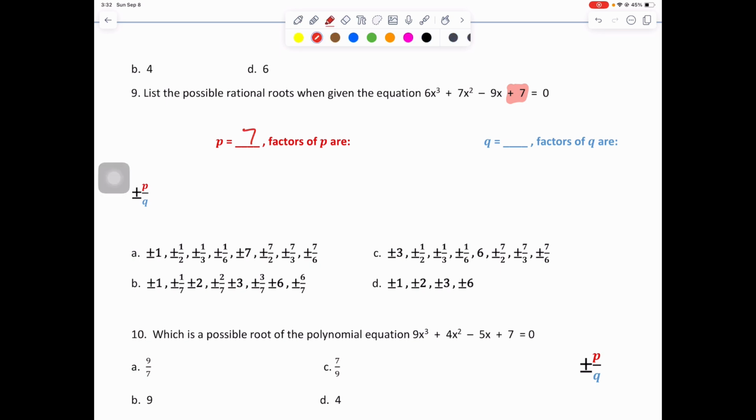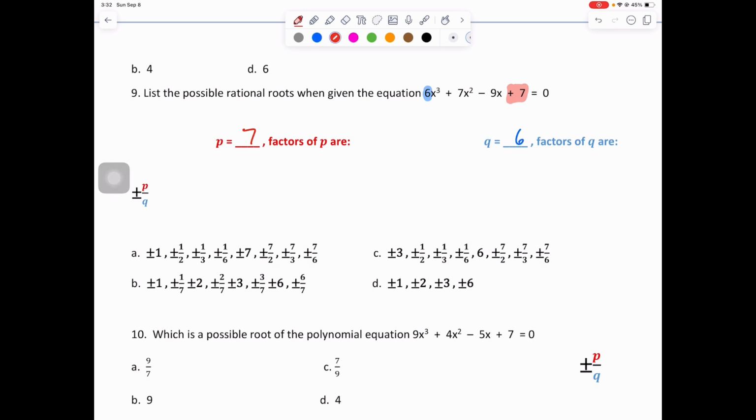And your q, I'll highlight in blue, is going to be the coefficient of your lead term here, which is 6, because it's cubed, squared, and 1. Well, that's the leading term, and 6 is the coefficient of that lead term.